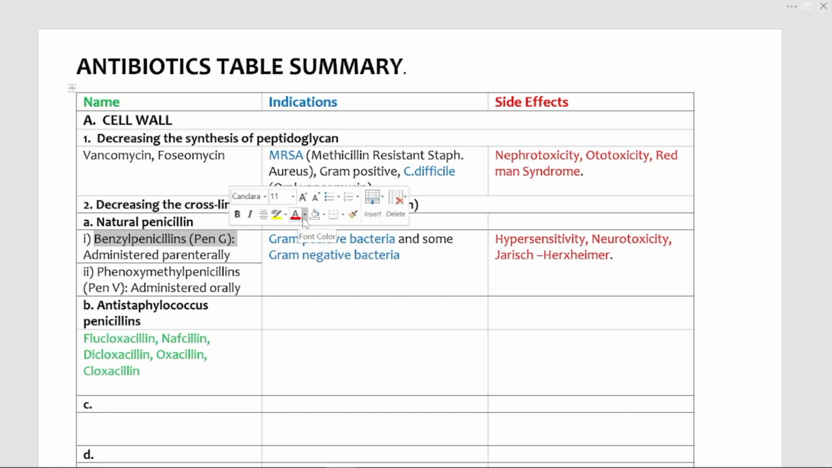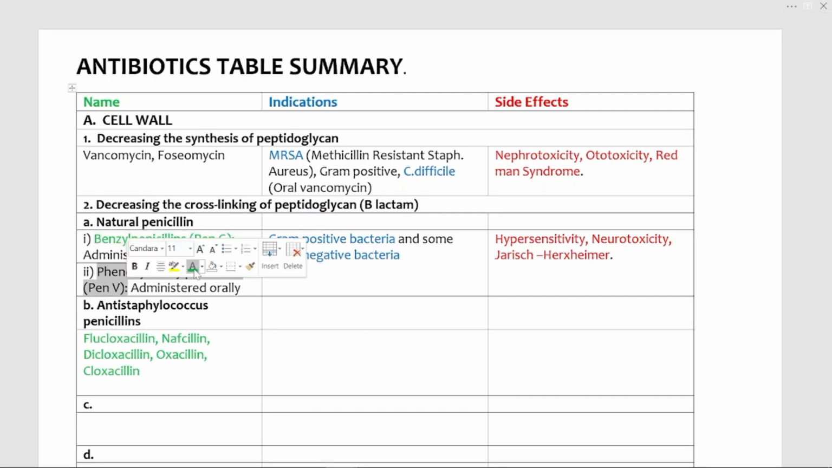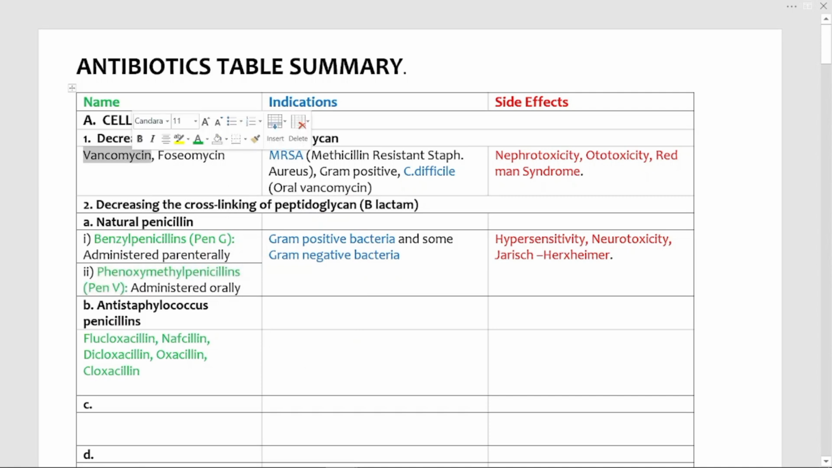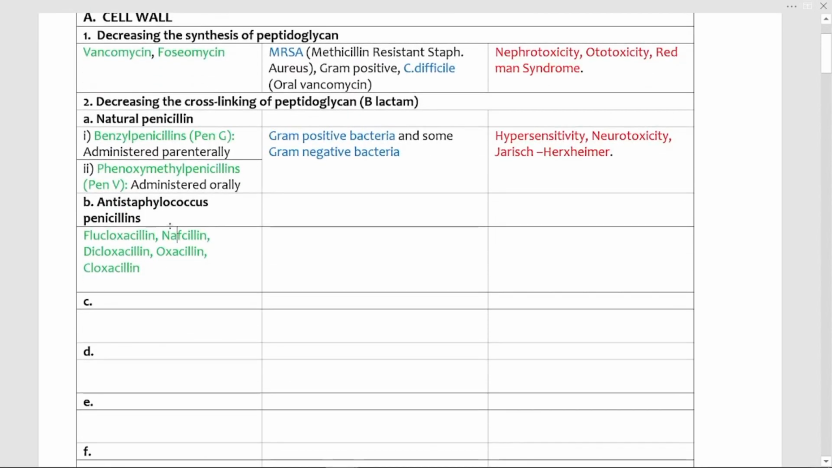Let me just highlight this in green to bring uniformity. Let me just highlight this one, vancomycin, in green and fosfomycin also in green. Sorry for the delay. Now, these are examples of the drugs that fall under anti-staphylococcus penicillin. Flucloxacillin, also called floxapen in your rotation, or drugs that you commonly see being used. You've got the nafcillin, the dicloxacillin, the oxacillin, and also the cloxacillin.